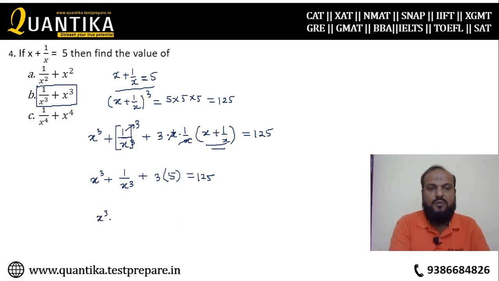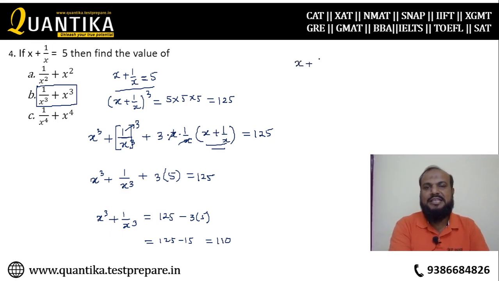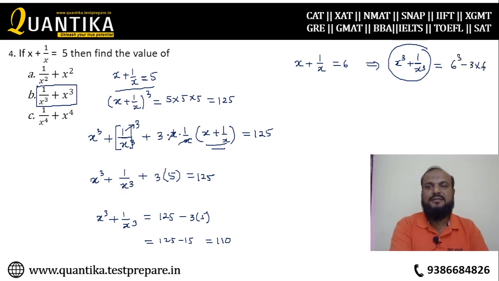So this becomes x cube plus 1 by x cube is equal to 125 minus 3 into 5, which is 15. So the answer is 110. Okay. Now my request is that you understand, if I give you x plus 1 by x is equal to 6, what will be the value of x cube plus 1 by x cube? You will find that it is equal to 6 whole cube minus 3 into 6. So this will be 216 minus 18 equal to 198.